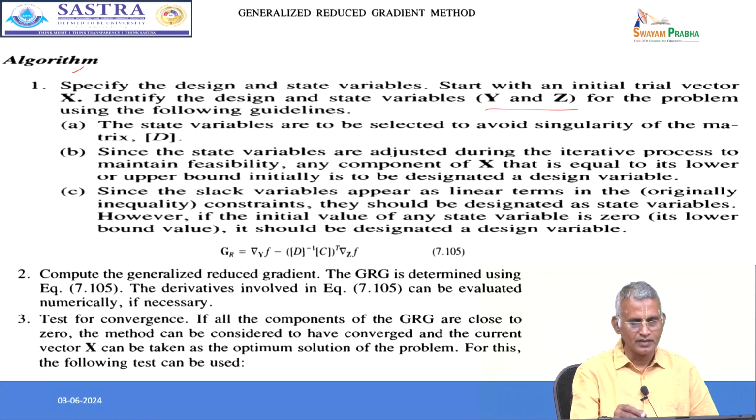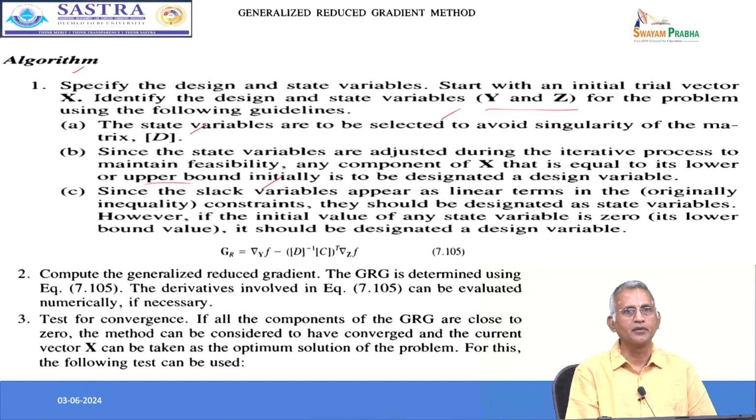Number 1, state variables are to be selected to avoid singularity of the matrix D. Since the state variables are adjusted during the iterative process to maintain feasibility, any component of x that is equal to its lower or upper bound initially is to be designated a design variable. Since the slack variables appear as linear terms in the constraints, they should be designated as state variables. However, if the initial value of any state variable is 0, that is, the lower bound value, it should be designated a design variable.